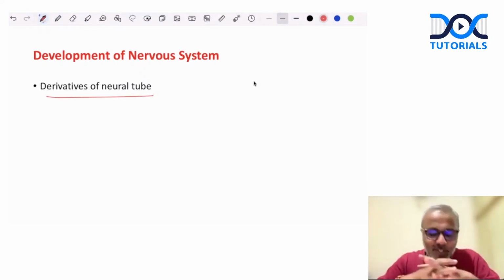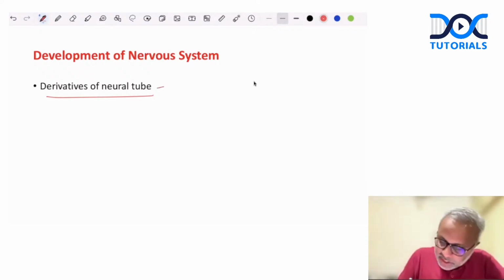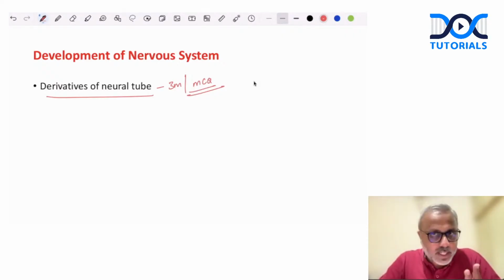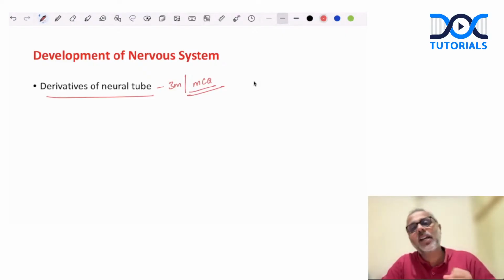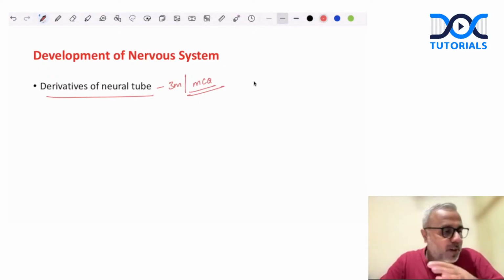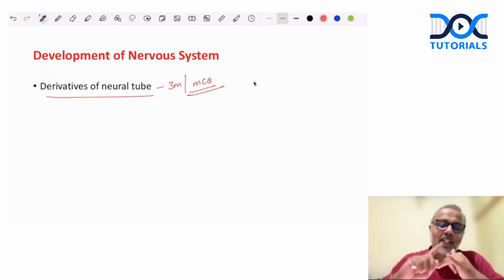So development of the CNS, I would say you can get a 3-marker question, or let's say you will get a lot of MCQs from this. Okay. Every derivative of the guts, derivative of the genital ducts, then derivative of the neural tube. These are evaluator or paper setter's favorite questions for making a lot of MCQs. Right? So you must know what are the derivatives of prosencephalon, mesencephalon, rhombencephalon.